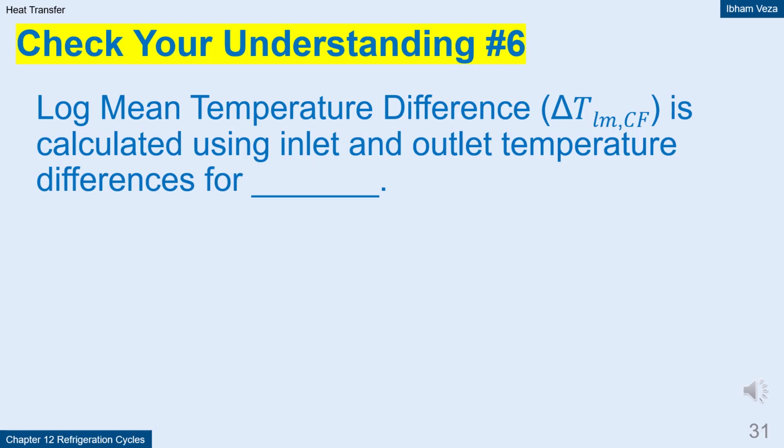Check your understanding. Number 6. This section tests the understanding of the physical meaning of LMTD. The question emphasizes that LMTD is calculated from the inlet and outlet temperature differences of the fluids. This concept ensures that the calculation does not rely on a single temperature difference value. LMTD represents the average driving force for heat transfer. This understanding is very important before using correction factor charts.